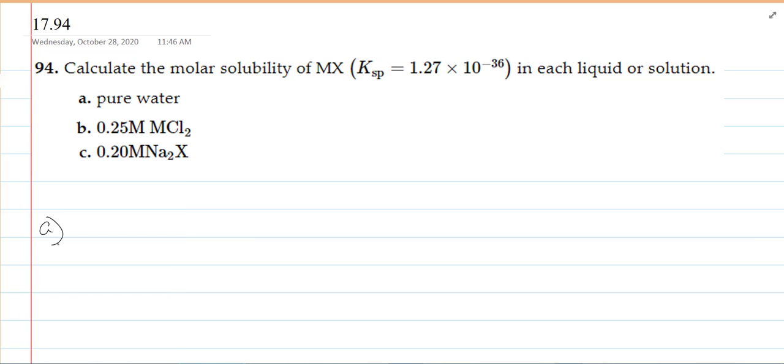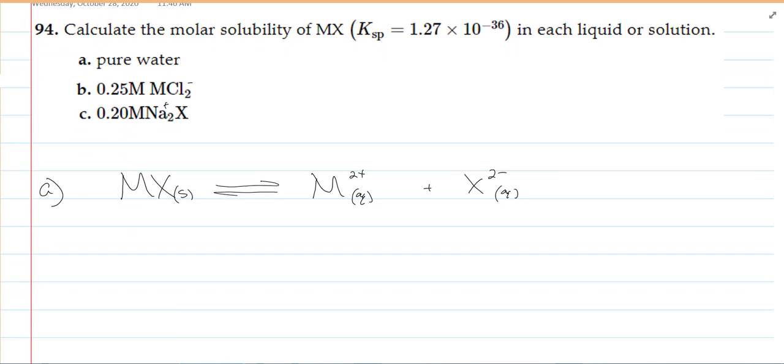So pure water, we know that MX solid is going to go into M2 plus aqueous and X2 minus aqueous. And we know that because if you look, the context clues for B and C, chlorine obviously is -1 and sodium is always +1. So that's how we know that the metal and X are plus 2 and -2 respectively. So in our ice table here, I just have to have some solid. So 0, 0, plus X, X, and X.